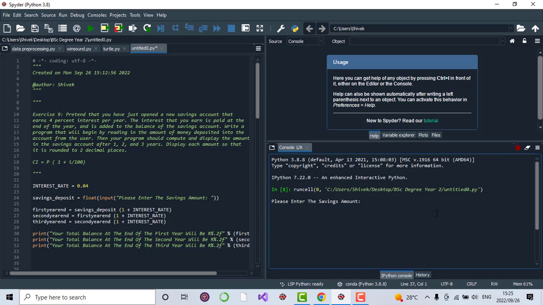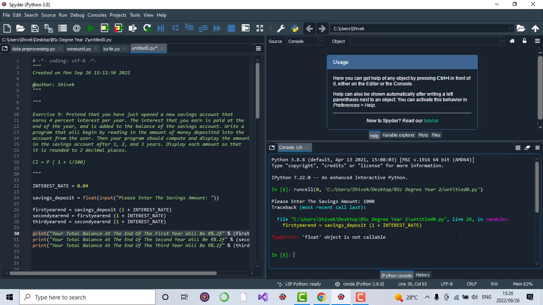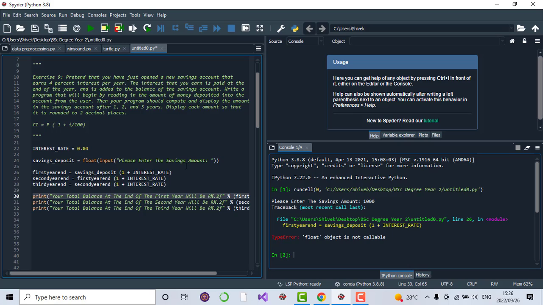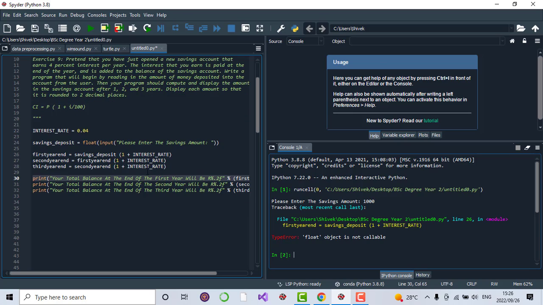Okay, enter the savings amount. I'll go with 1000, and I am assuming rands here. As you know, we also specified a value here. So we actually forgot to include it in the prompt, but that's fine. Please enter the savings amount, 1000. Enter. Float object is not callable. Okay, what's the issue here?